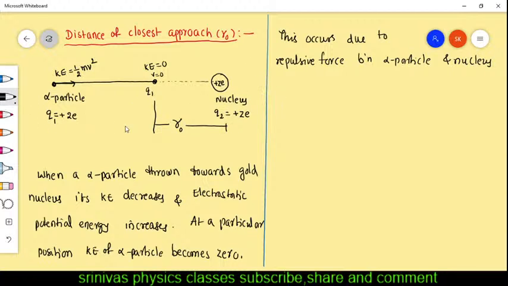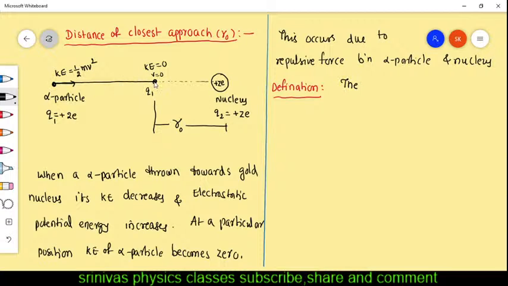And what is the definition of distance of closest approach? Let us go for the definition. This definition is required for you. You should have the definition. It is a very easy definition, in the name only it is there. What is the distance of closest approach?